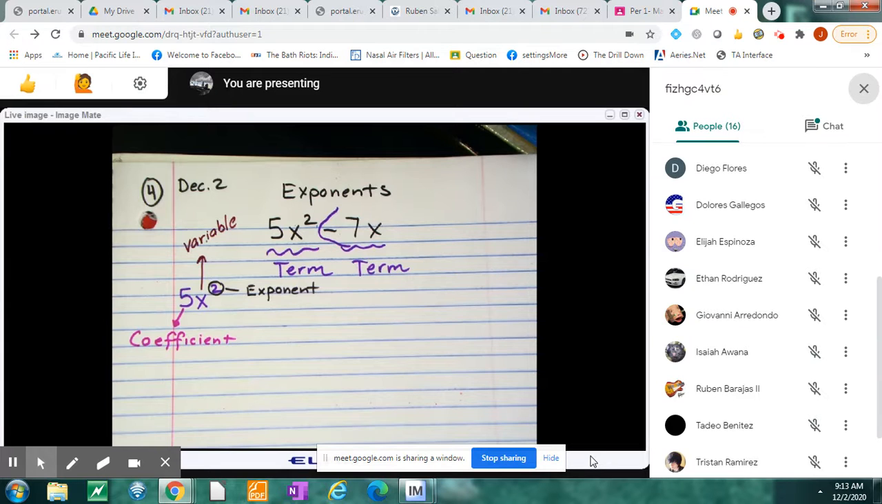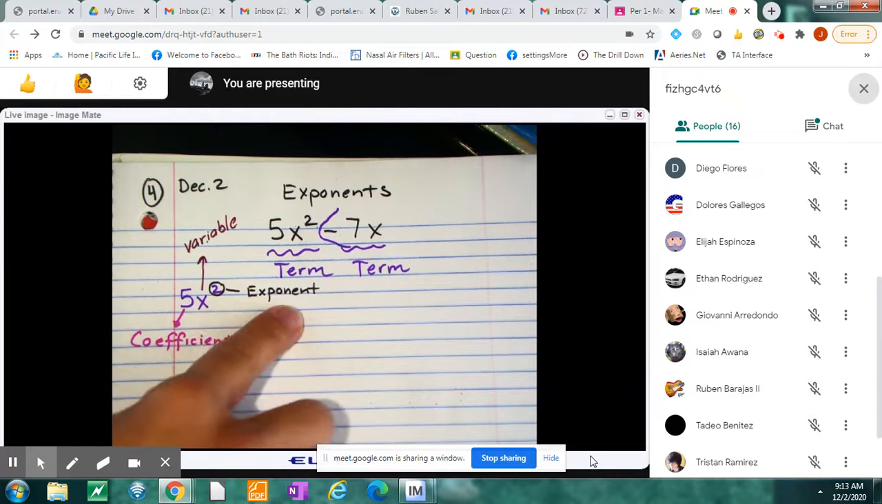So we've got the coefficient, the variable, and the exponent. All right, there you go.